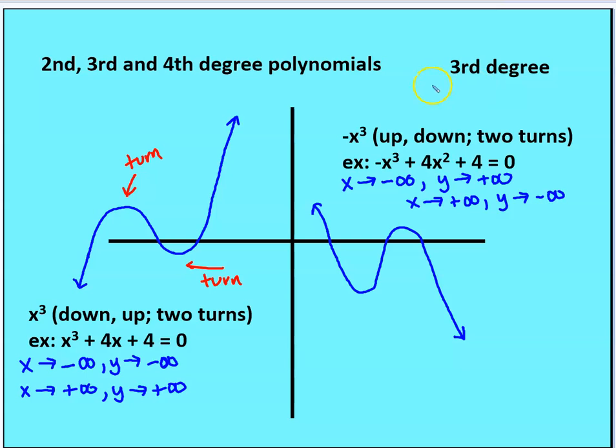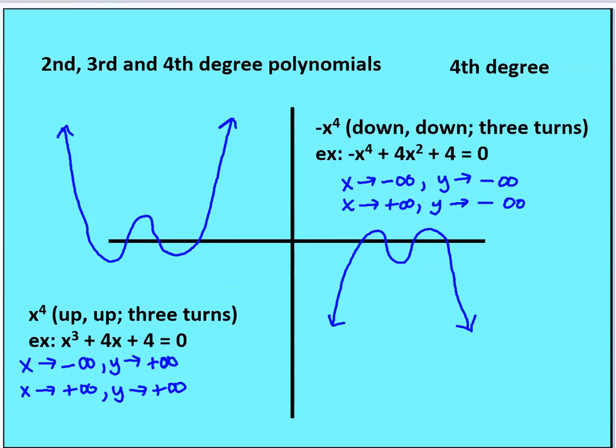All right, so this is a 3rd degree polynomial. I have 2 turns here, and the end behavior is here. This represents negative x cubed, and this represents a positive x cubed. Okay, 4th degree polynomials. I got up, up, or down, down. I have 3 turns, 1, 2, 3, generally. So I have up, up. As x goes to negative infinity, y goes to positive infinity. This is the end behavior. X goes to positive infinity, y goes to positive infinity. This is down, down. I have my end behavior here.